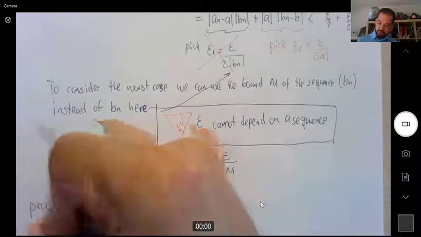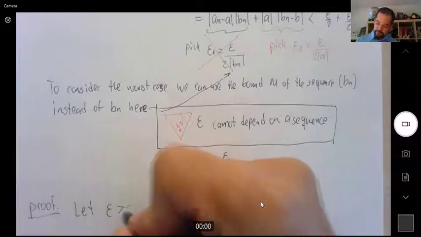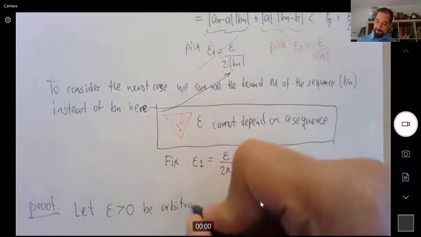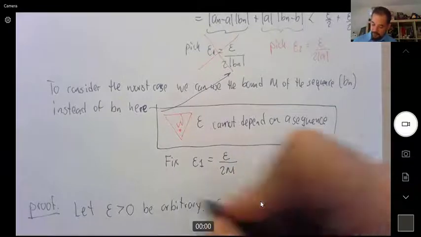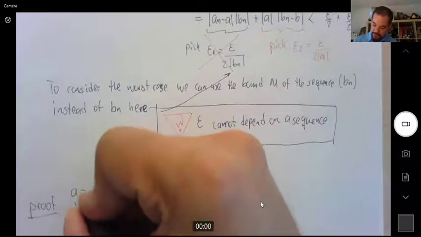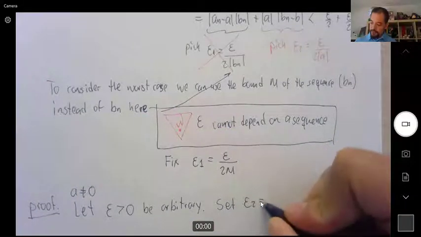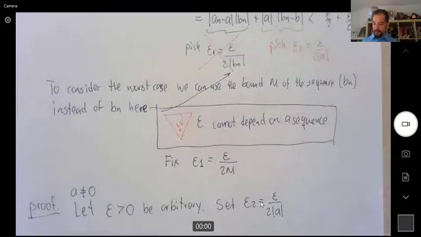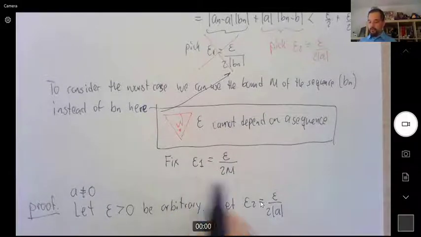So we start with an arbitrary epsilon. Let epsilon be greater than 0 be arbitrary. We're going to set, okay, again, we're assuming the case that A is not 0. Okay, set epsilon2 to be epsilon over 2 times the absolute value of A. Okay, then I also want to pick epsilon1, but before I do that, I need to explain why capital M exists.